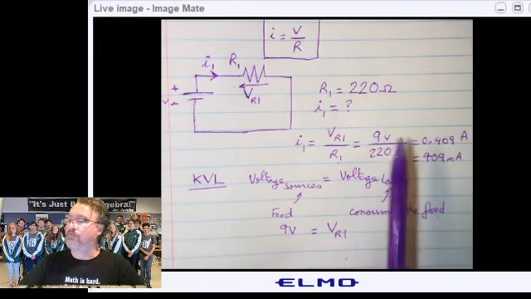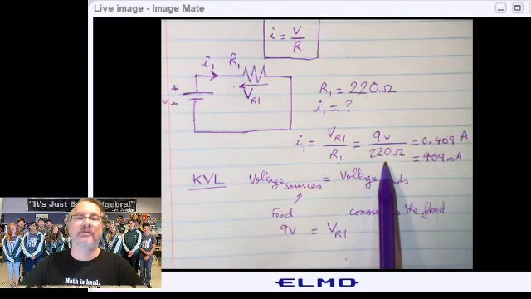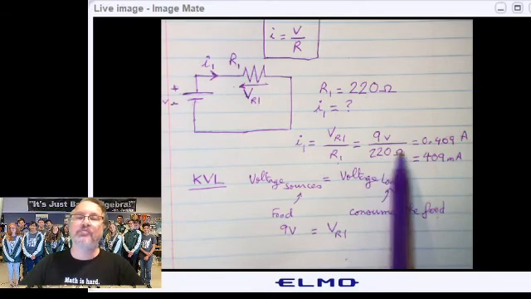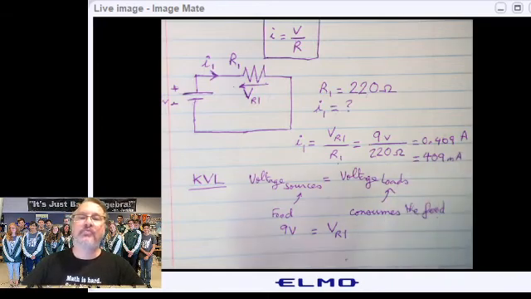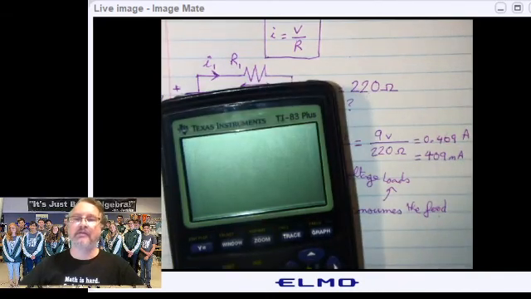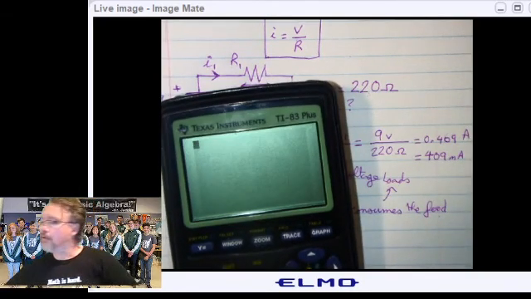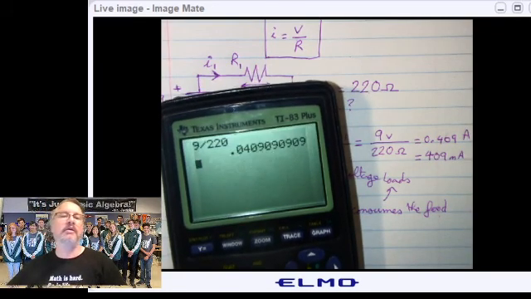Okay? So if you go back to the formula, you have 9 volts right here. You have 220 ohms right here for the resistance, which means you have 0.409 amps, or 409 milliamps. Okay? Use your calculator. You do that. 9 divided by 220 equals.